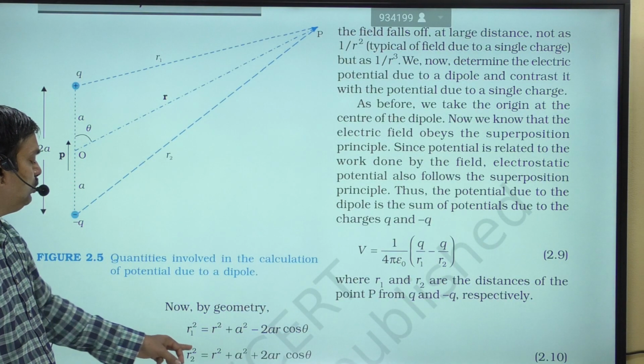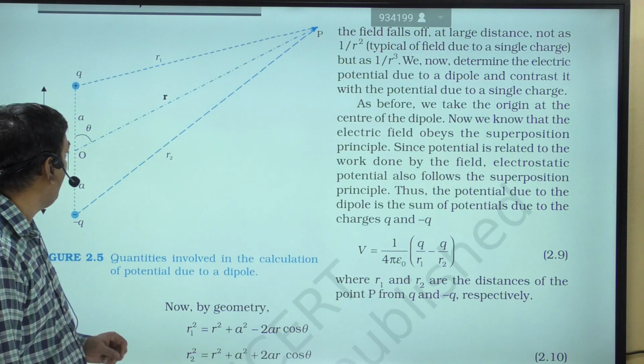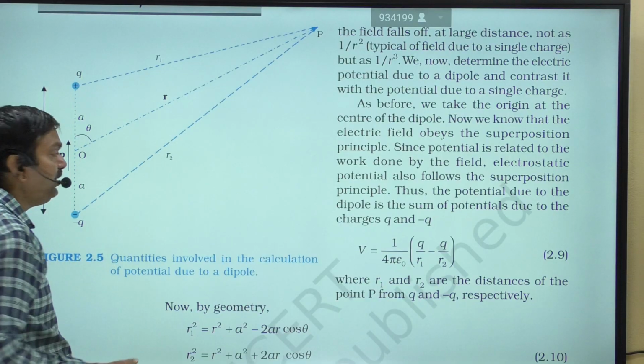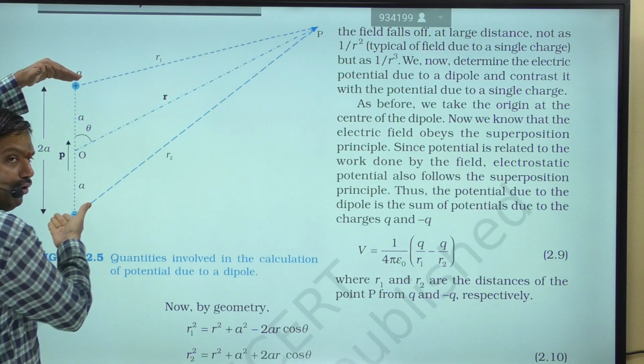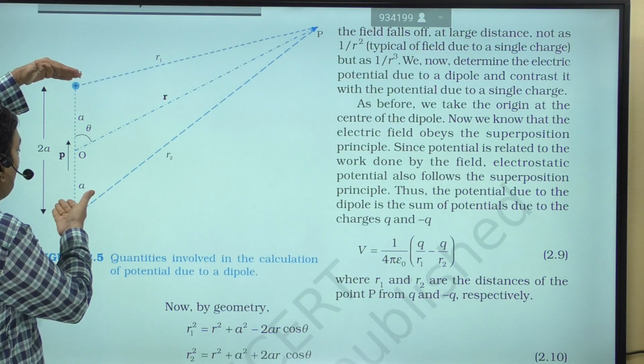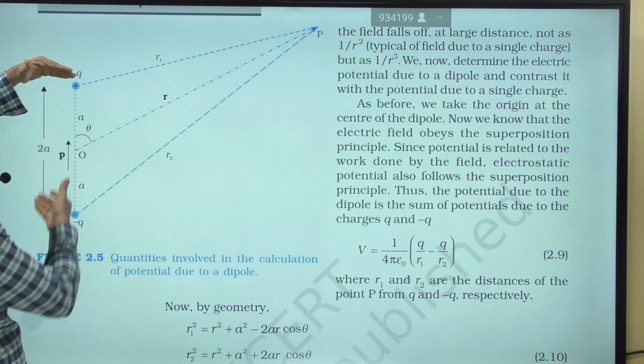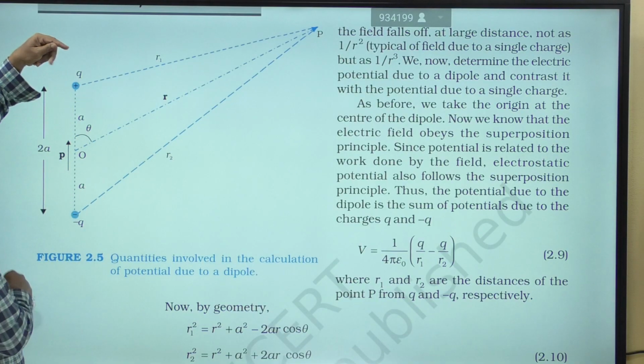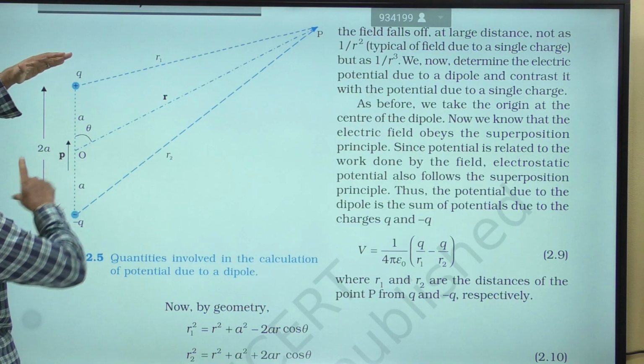So r2 square is equal to r square plus a square. As you see here, this is the half length, now you see the total length of the dipole. Always an electric dipole has a length of 2a units. Exactly, semi length means half length, this is a and this is another a. So this is a and this is another a.